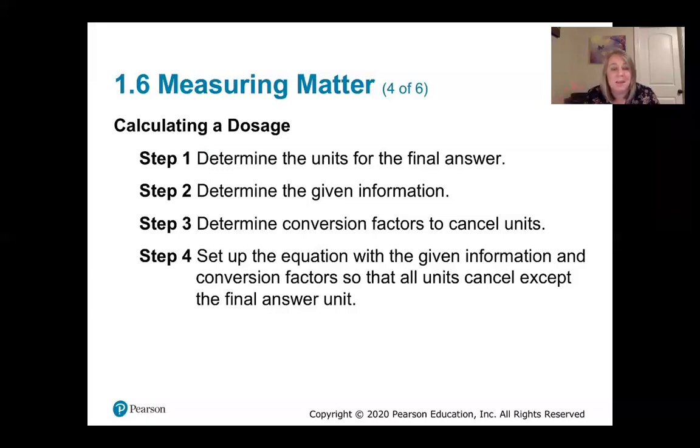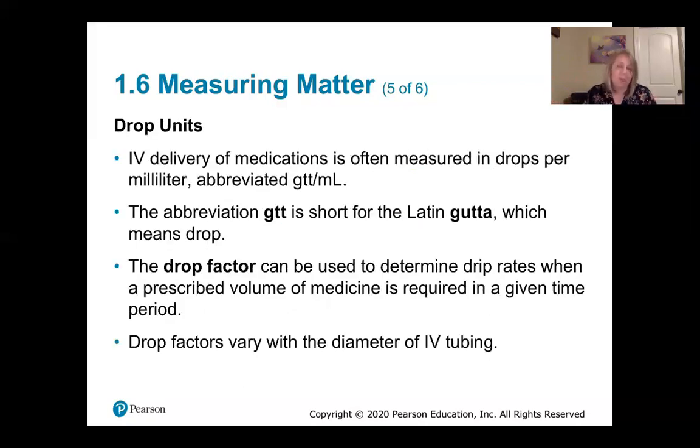And it's the same thing as when you're doing a normal dimensional analysis. You want to figure out where you're going. So what are my units for my final answer? What am I starting with? That's my given information. And then usually you're going to have to use multiple conversion factors in order to cancel the units to get to that final answer, right? So you want all your other units to cancel until you get to that goal unit. And we're going to do some examples in a minute.